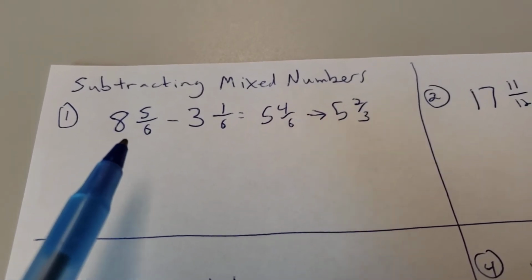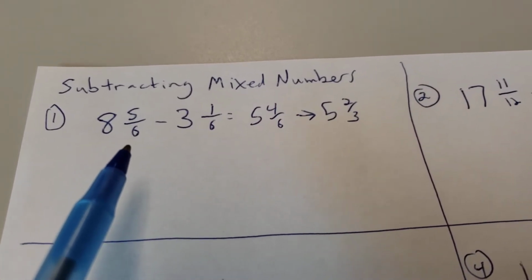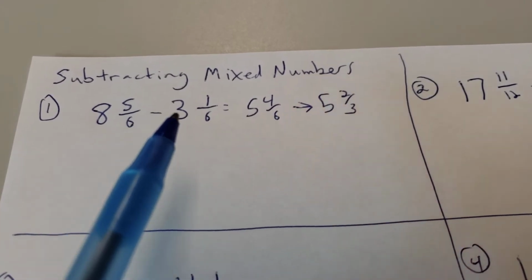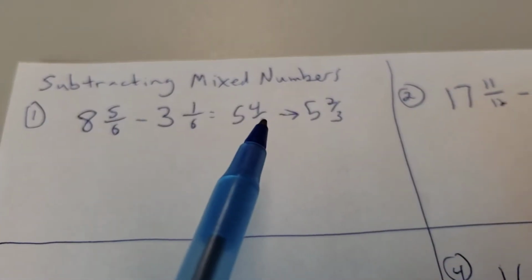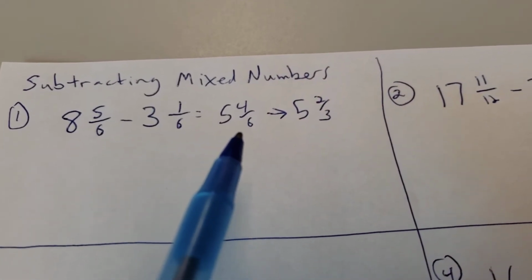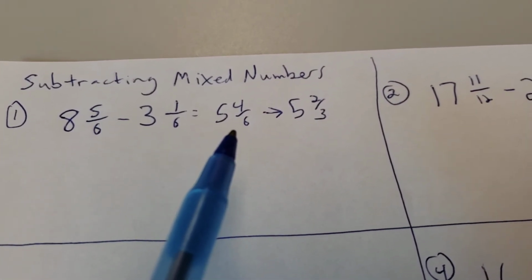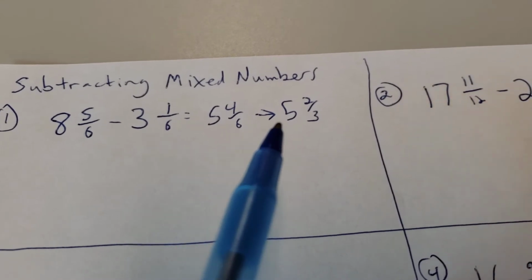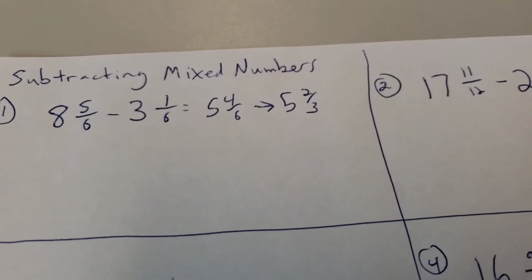Now, just like yesterday with the adding of mixed numbers, we're going to focus on the fractional parts first. And these do have the same denominators, so 5/6 minus 1/6 gives us 4/6. Then you can subtract the whole numbers and get 5 and 4/6. But be aware, sometimes that fraction still has to go to lowest terms, so 5 and 4/6 does go down to 5 and 2/3.